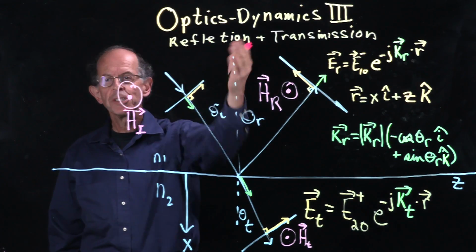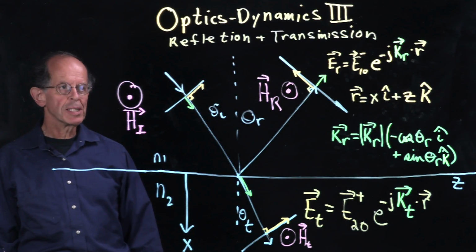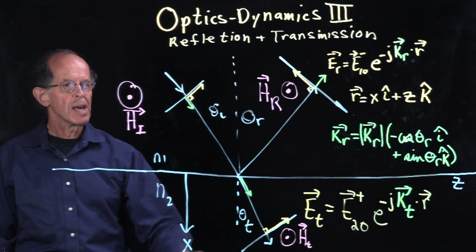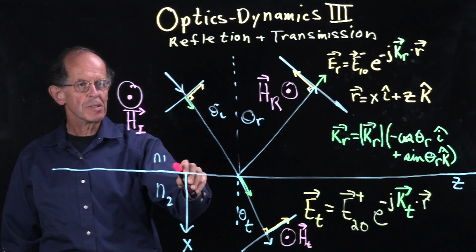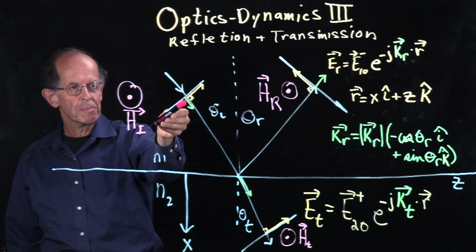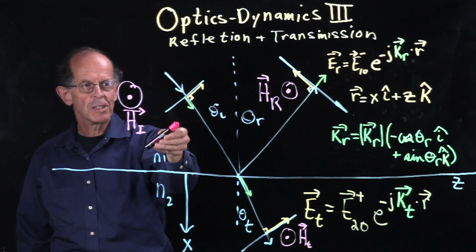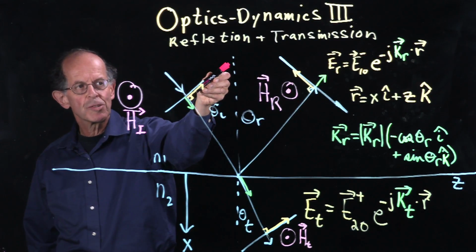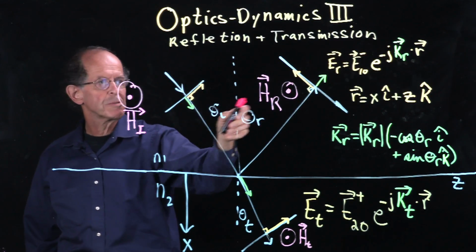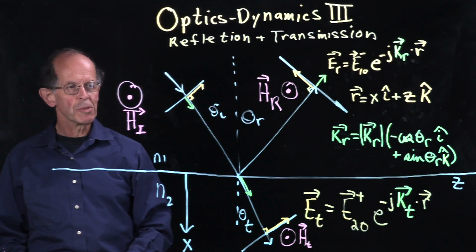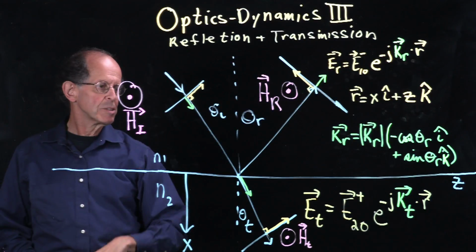Here is our continuation of optics dynamics. We're looking at the reflected and transmitted fields, and we already looked at the incident field. So just to recap, the blue here is the wavefront position. You can think of it as a peak. Associated is the information of the electric field in orange, and green is the direction of the wave vector k.